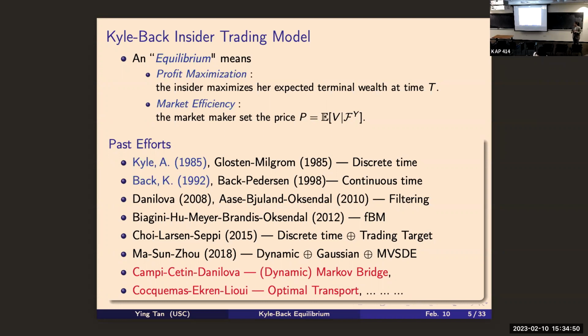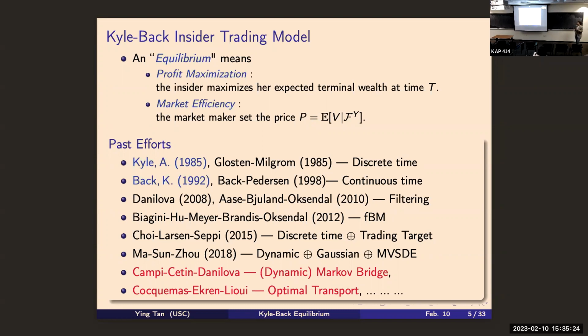Since then, many efforts have been made to study this problem with various types of generalization and different approaches. For example, Danilova used filtering as a tool to study this problem, and Biagini, Hu, Øksendal and Zhang used fractional Brownian motion. And recently, Mastrolia used the conditional mean-field SDE to study this problem in the Gaussian framework.